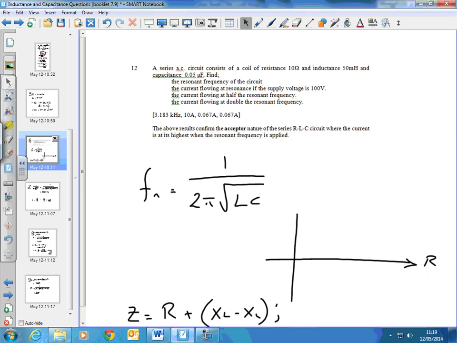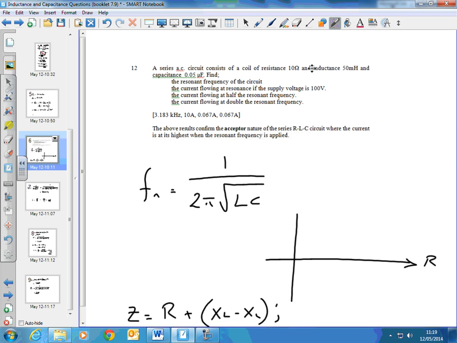Okay, this question is about having inductors and capacitors in circuits and what happens when we get resonance. So first of all, we have to find the resonant frequency, so we use this formula. There's the inductance and the capacitance, which are given on the data sheet. So we find the resonant frequency using this formula, and then what's the current flowing at resonance?